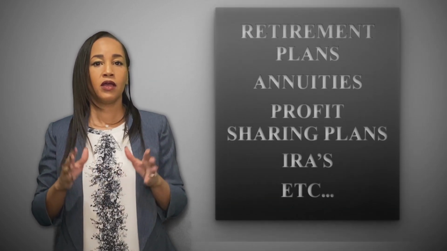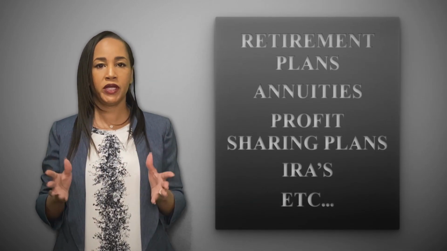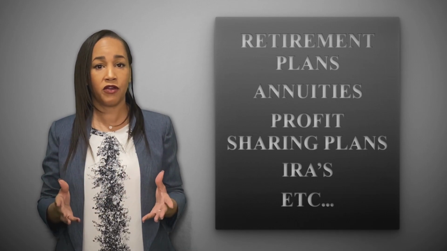So rounding out our 1099 conversation with Form 1099-R. The 1099-R is going to be for retirement plans, annuities, profit sharing plans, IRAs, etc. So most commonly, we are going to be looking at self-directed IRAs or small business retirement plans such as solo 401ks or profit sharing plans.